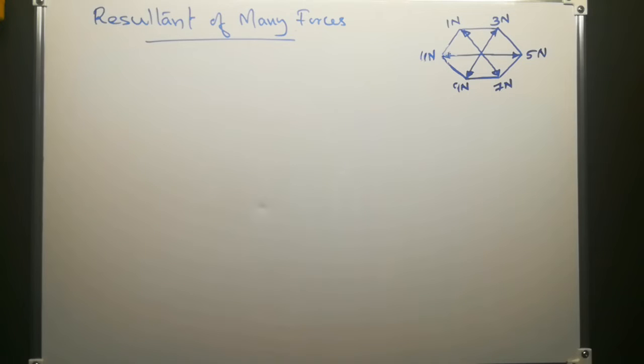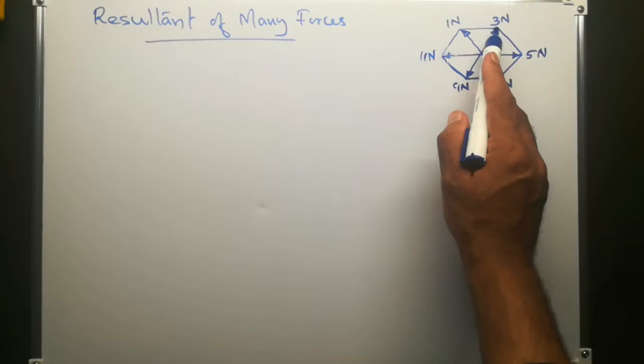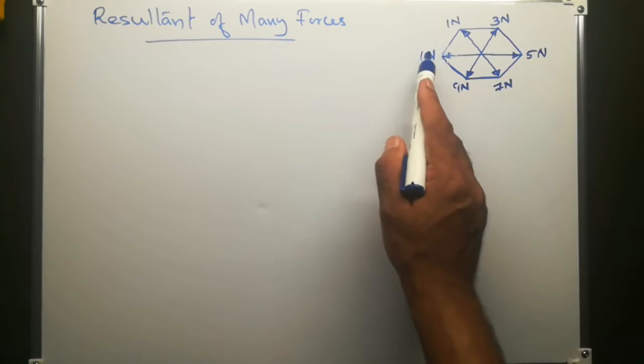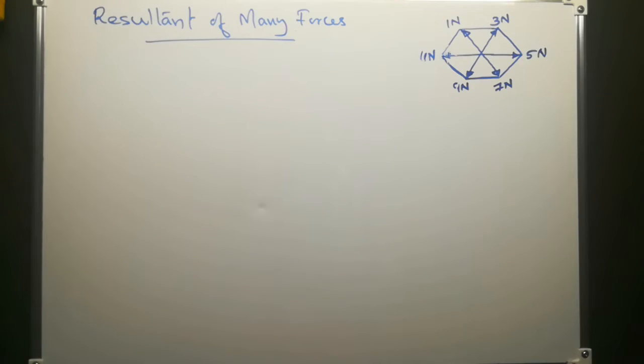In this problem, we are going to find out the resultant of 6 concurrent coplanar forces which are acting at the center of a regular hexagon towards its vertices. The magnitudes of the forces are 1 Newton, 3 Newton, 5 Newton, 7 Newton, 9 Newton and 11 Newton. These are the 6 forces acting at the center of the regular hexagon.